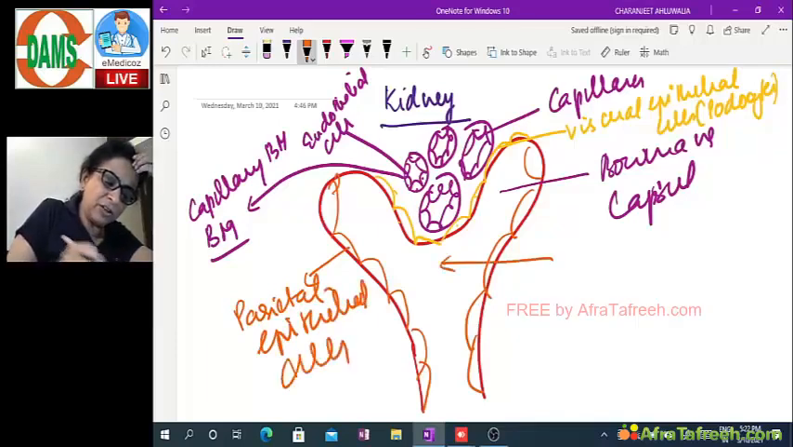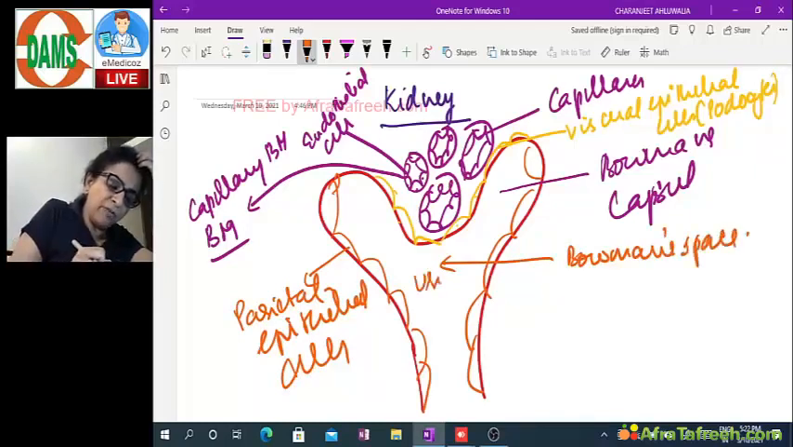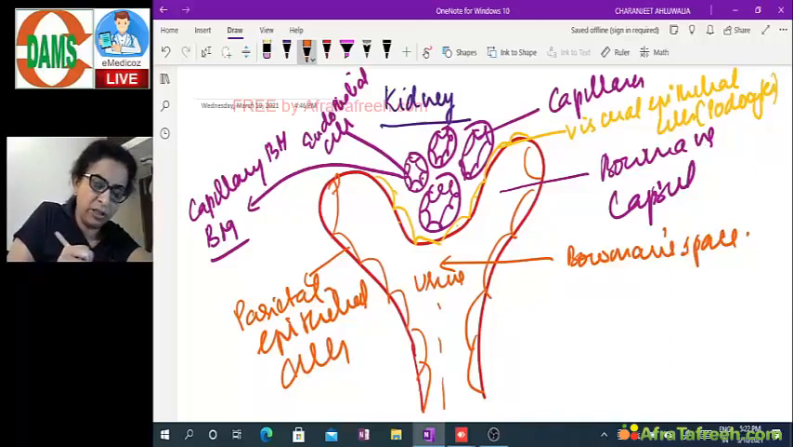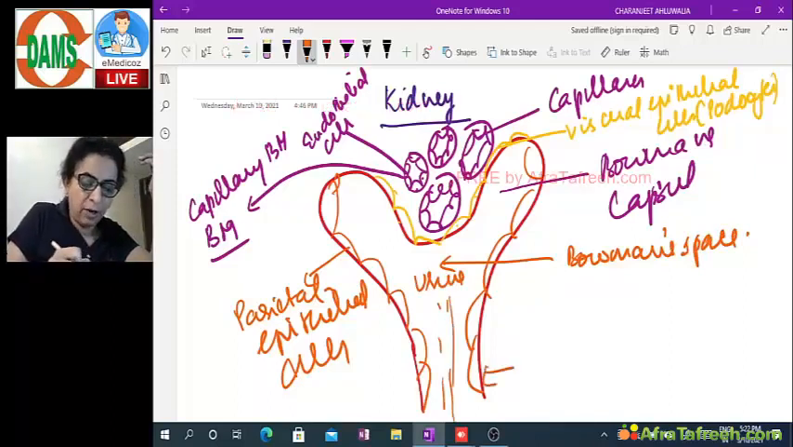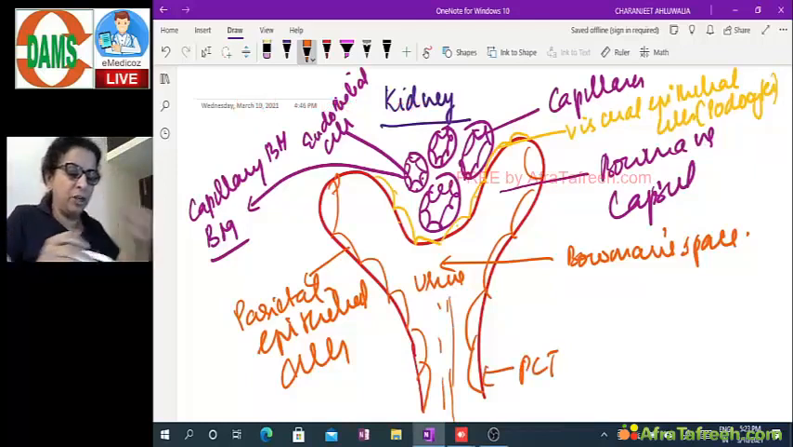And this area is called the Bowman's space. This is where urine is formed. Once the blood in the capillaries gets filtered, this is where the urine is formed, and then the urine goes down. And here we have the PCT.